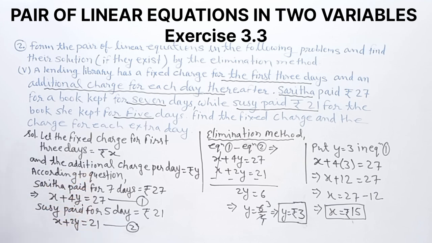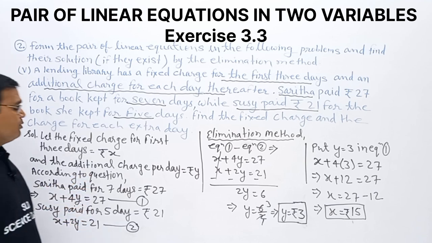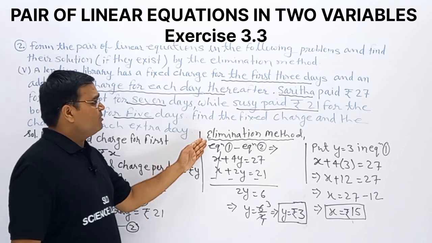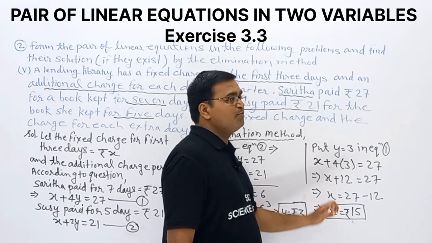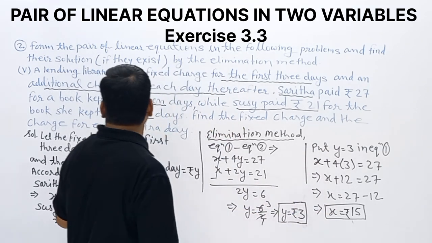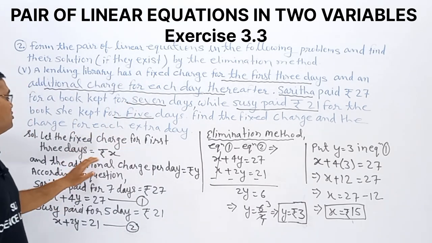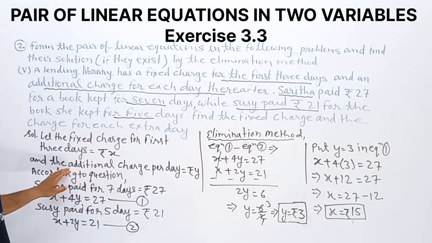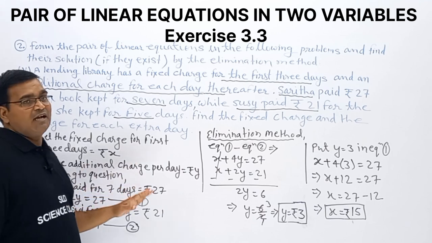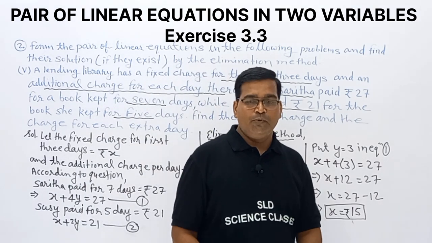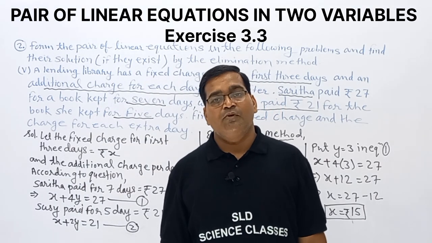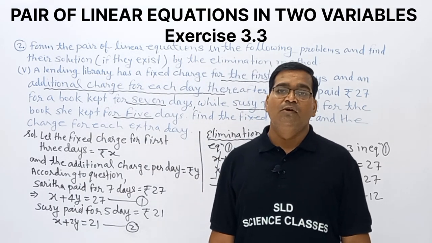By using these linear equations and solving by the elimination method, we get y equals rupees 3 and x equals rupees 15. Finally we can say the fixed charge for the first 3 days is 15 rupees, and the additional charge per day after 3 days is rupees 3. I hope you understand this question. That's all about this question. Thank you so much.